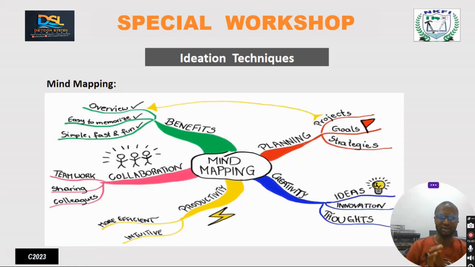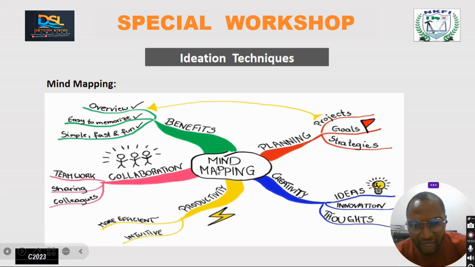This is the illustration of the summary of all the statements over there. Now, this is your mind. This place is your mind mapping. This is the center point of your idea. You get? Now, you begin to think.